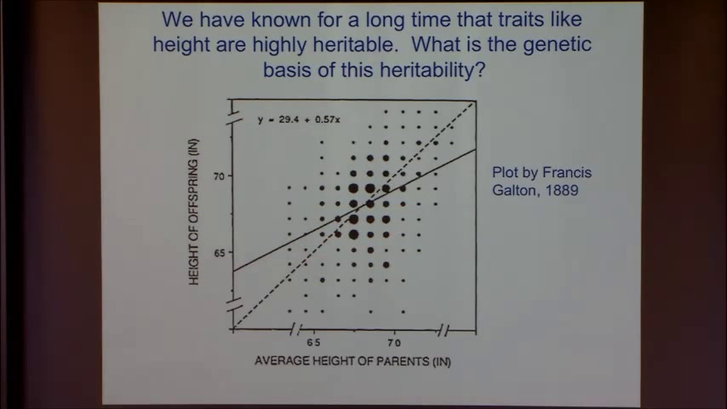And it's been known for a long time that height is an extremely heritable trait. So here's a classic plot that was made by Francis Galton, showing on the x-axis the average height of parents, on the y-axis the average height of offspring. He shows that they're extremely correlated, and this gives rise to the notion of regression.